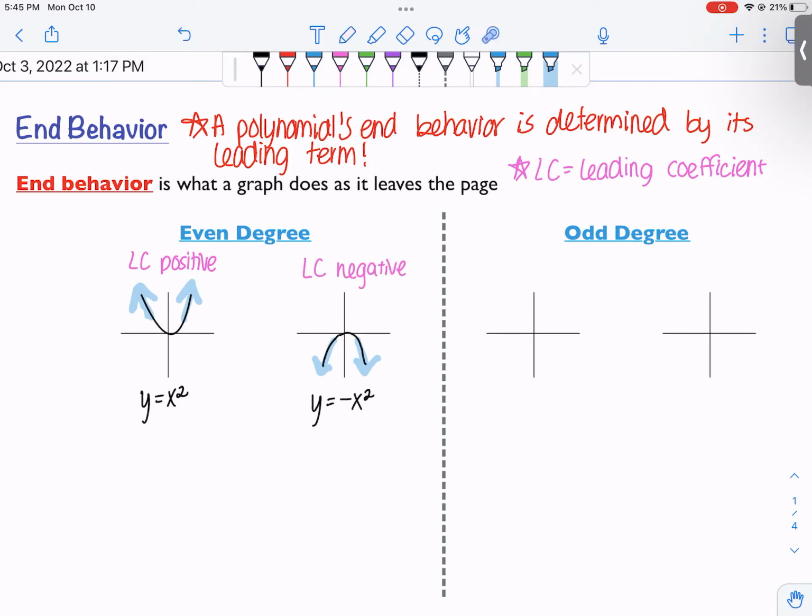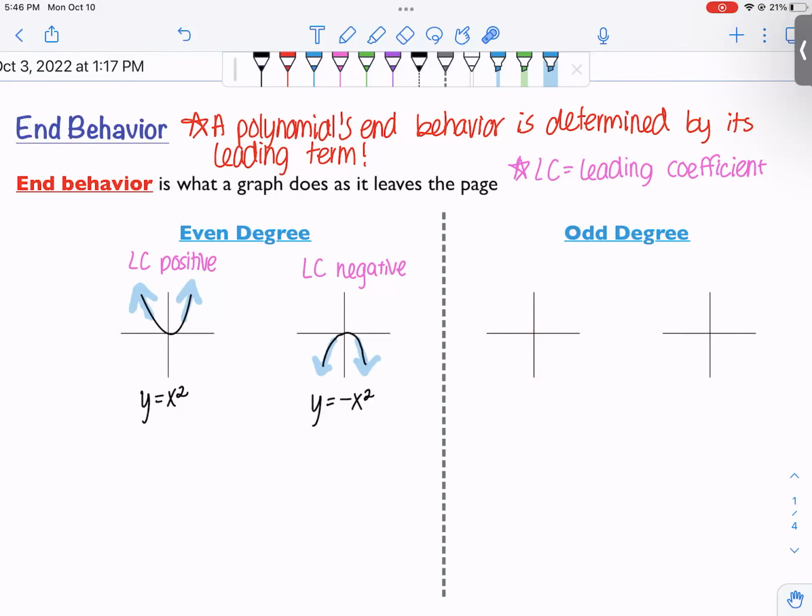This same behavior is going to be true of any even degree polynomial. If an even degree polynomial has a positive leading coefficient, both sides will go up as it leaves the page. And if the polynomial has a negative leading coefficient, both sides will go down.